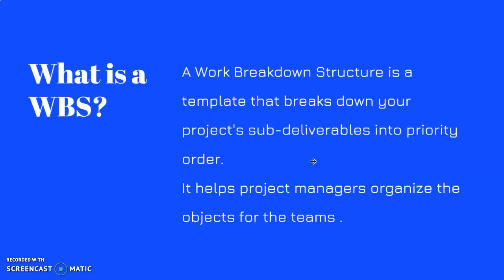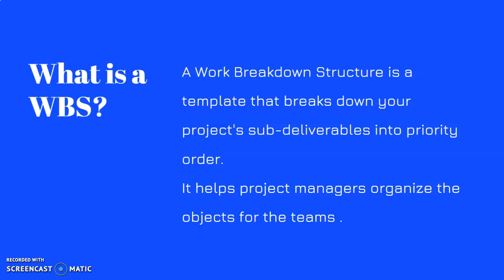What is a work breakdown structure? A work breakdown structure is a template that breaks down your project into sub-deliverables in priority order. What that means basically is it takes all the small activities that you have to complete during your project and helps organize them into manageable flowing charts to help you navigate teams into completing these objectives.